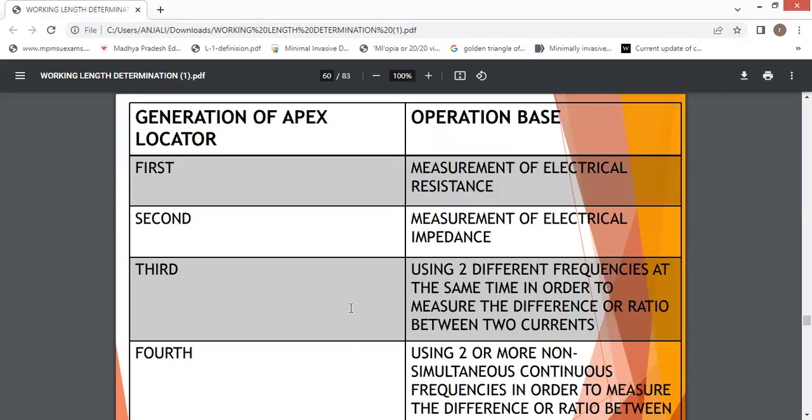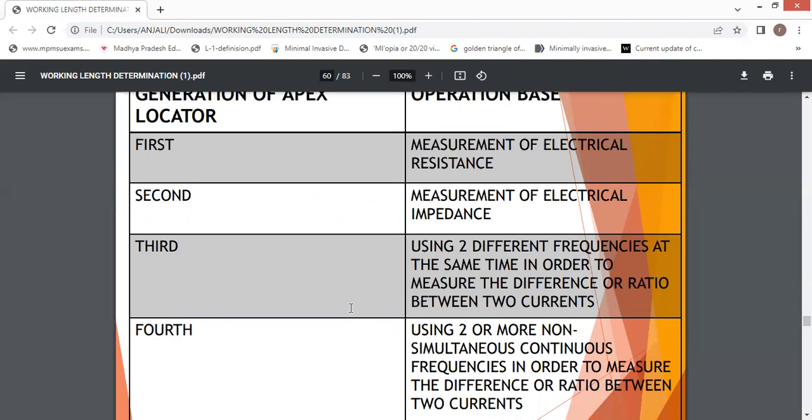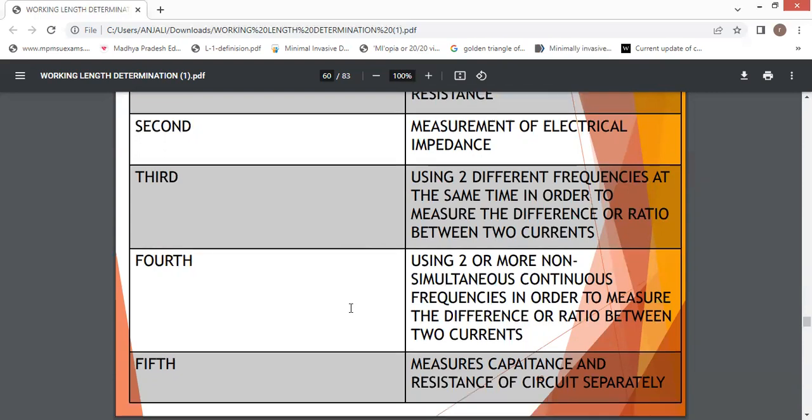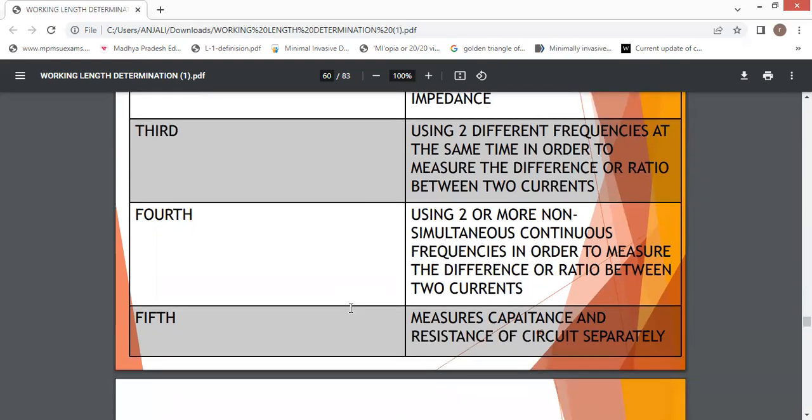Generation of apex locator and operation days. We can see a chart here. In first generation, measurement of electrical resistance. In second generation, there is measurement of electrical impedance. In third generation, using two different frequencies at the same time in order to measure the difference or ratio between two currents. In fourth generation, using two or more non-simultaneous continuous frequencies in order to measure the difference or ratio between two currents. In fifth generation, it measures capacitance and resistance of circuits separately.